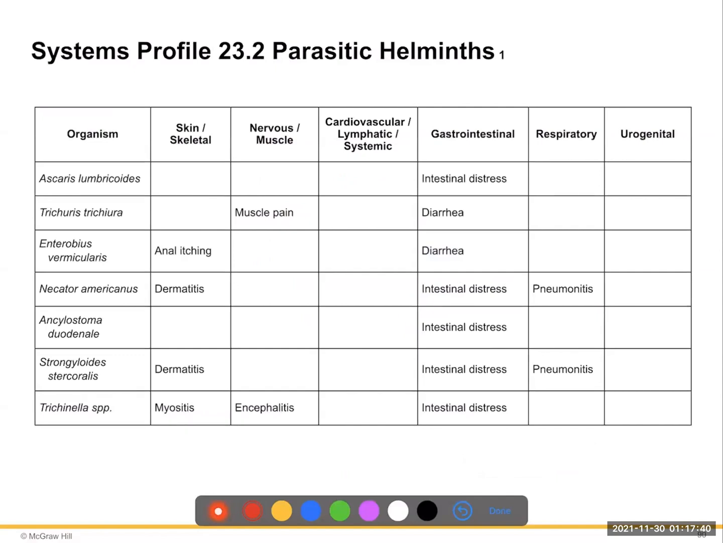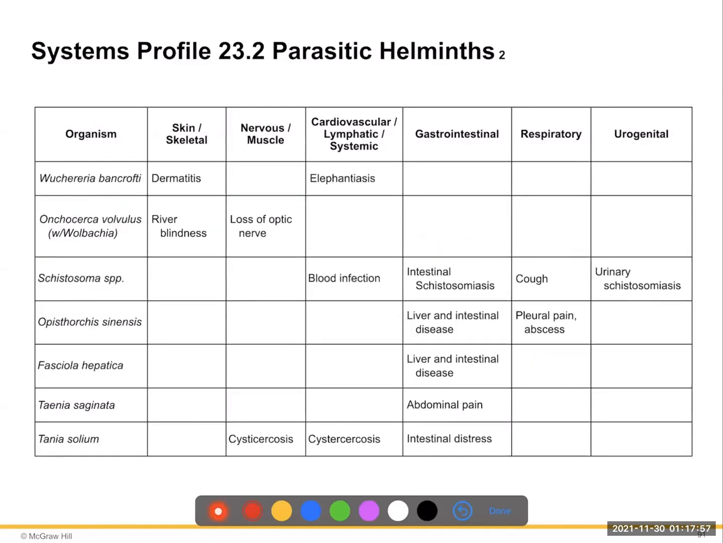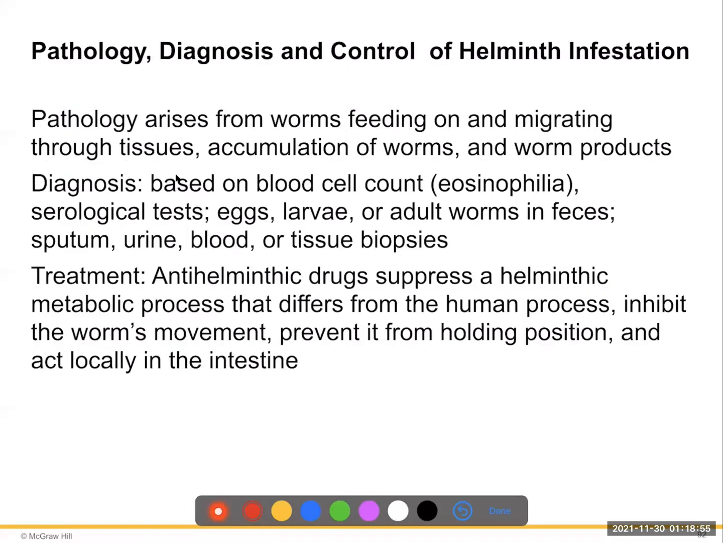These are the different types of parasitic helminths, different types of worms, and what they cause. Okay. Trichuris we talked about before, that causes muscle pain and it causes diarrhea in the gastrointestinal tract. Dermatitis, myositis. Okay. We're sure here, Bankrupt, that's what I'm trying to think of. It causes elephantiasis, which we'll go into a little bit too. It affects the lymphatic system, its drainage.